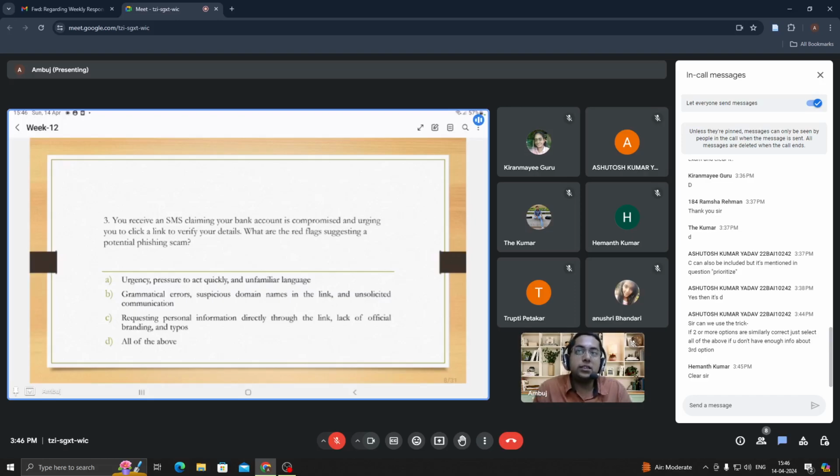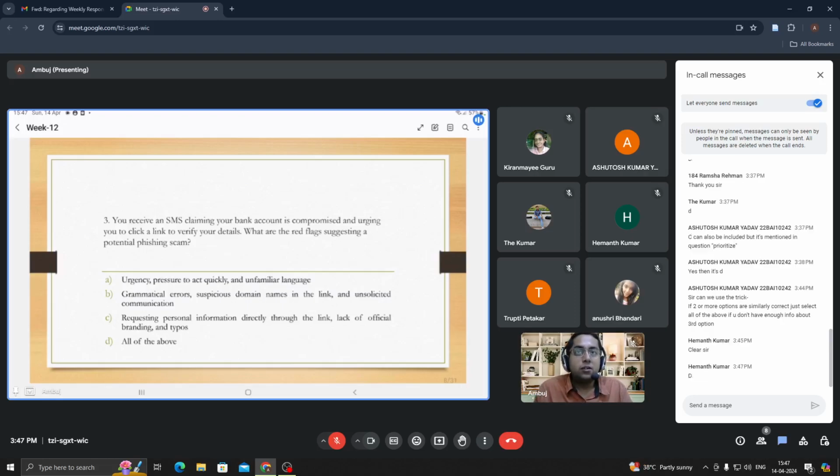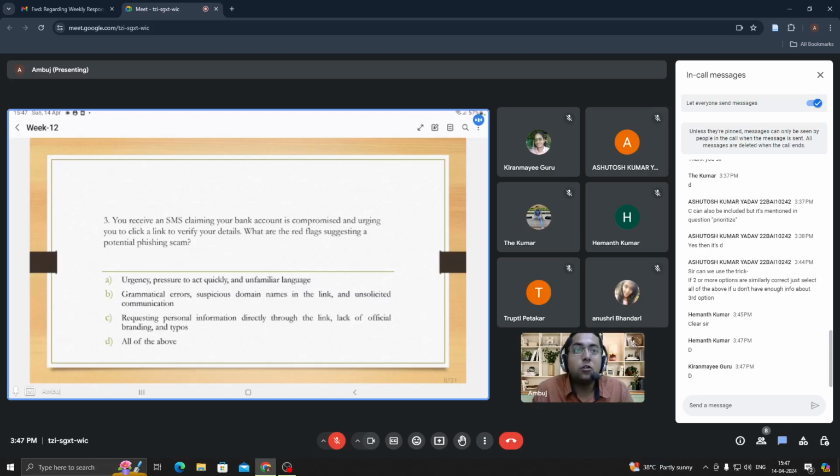I think this question is interesting. Try to answer it, okay, logically. Option A: urgency, pressure to act quickly, and unfamiliar language. I've taught you this, I think, in the second or third lecture. Okay, try to revisit it. I'm not remembering the exact lecture number, but I have taught you the concept. Option B: grammatical errors, suspicious domain names in the link, and unsolicited communication. Option C: requesting personal information directly through the link, lack of official branding and typos. Option D is all of the above.